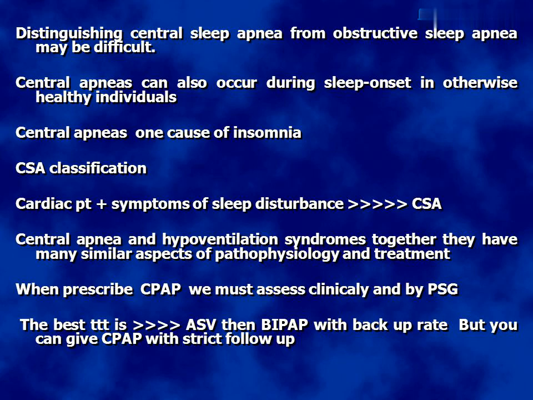Take-home messages. Distinguishing central sleep apnea from obstructive sleep apnea may be difficult. Central apneas can also occur during sleep onset in otherwise healthy individuals. Central apnea is one cause of insomnia. CSA classification: cardiac patients plus symptoms of sleep disturbance, CSA. Central apnea and hypoventilation syndromes have many similar aspects of pathophysiology and treatment. When prescribed CPAP, we must assess clinically. The best treatment is ASV, then BiPAP with backup rate, but you can give CPAP with strict follow-up.